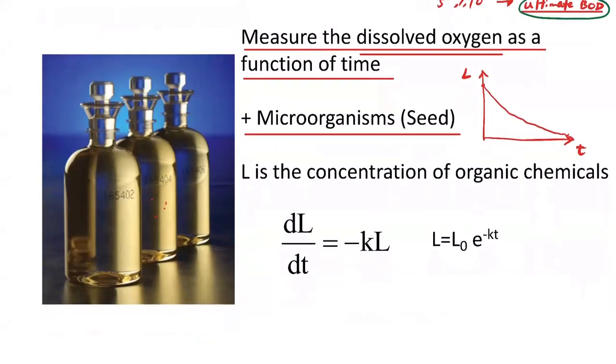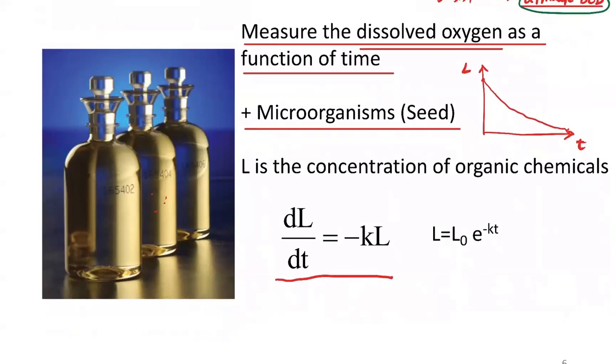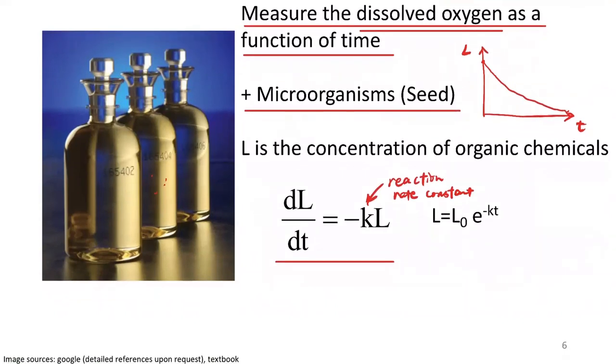And we assume that it's going to decrease according to a first order reaction. What that means is that dL/dt is going to be negative K multiplied by L. K here is the reaction rate constant, right? Because of that, we can calculate that the concentration of these organics is just going to be L0 multiplied by exponential of minus Kt. L equal to L0 exponential minus Kt. So basically, the concentration of these organics is going to decrease exponentially.